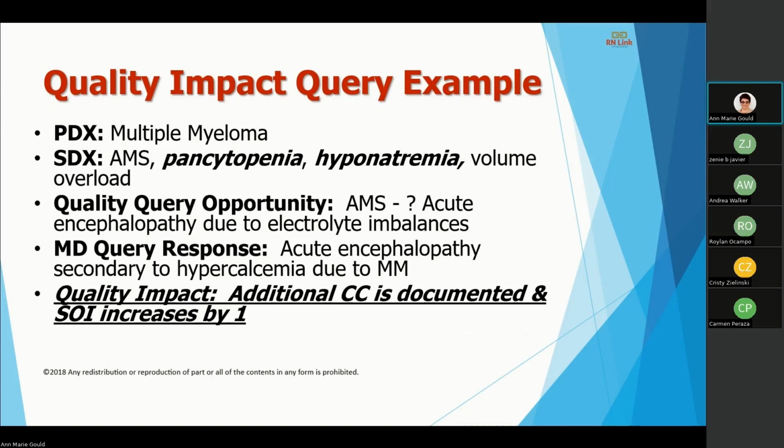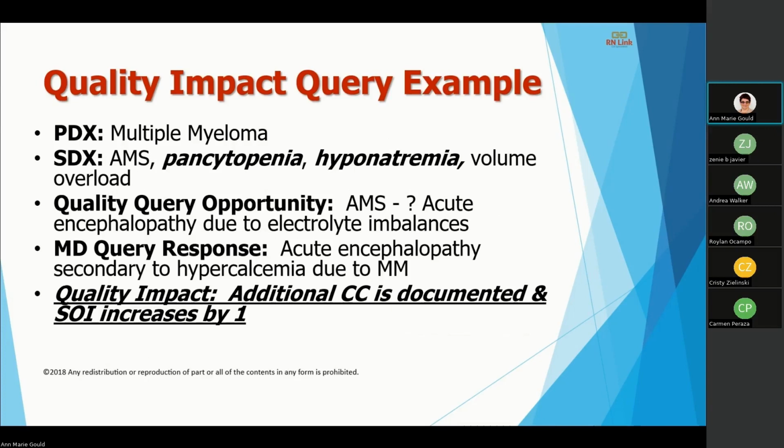So this is just a quick example of how to get that quality impact, because we don't have an MCC on the case, but we already have 2 CCs. Your pancytopenia and your hyponatremia are CC captures. So we did get another CC capture with the other encephalopathy diagnosis. Okay. So that's why with quality impacts, you're not going to change anything. You're not going to change the MSDRG assignment.